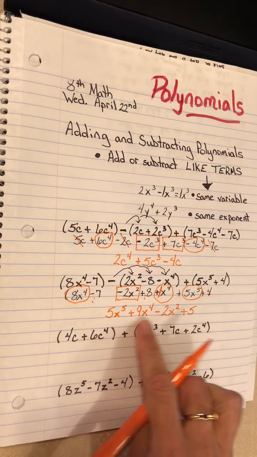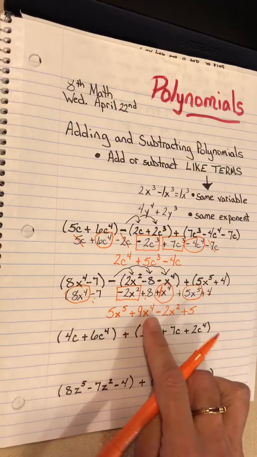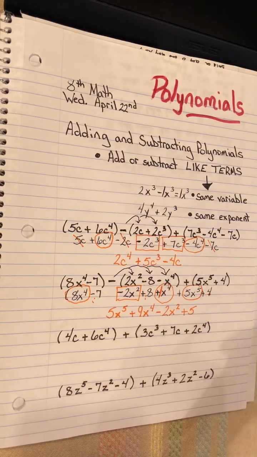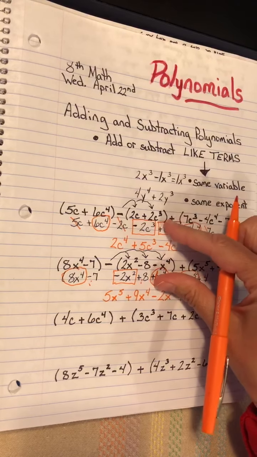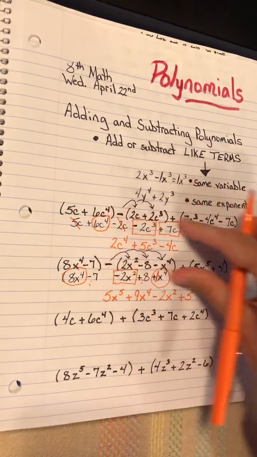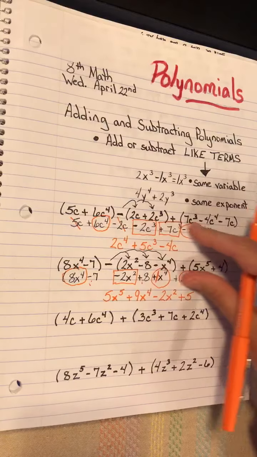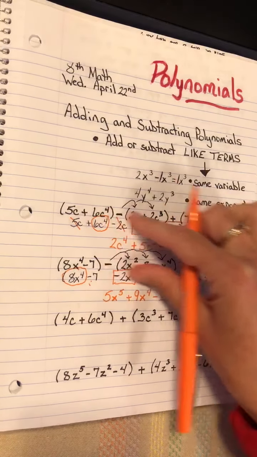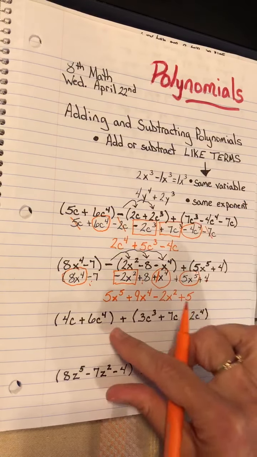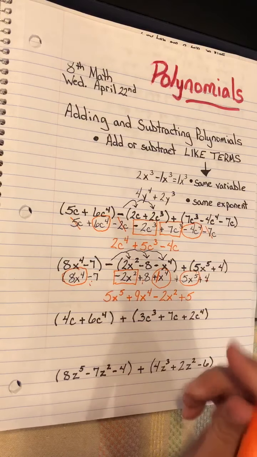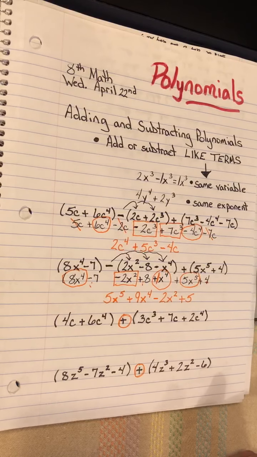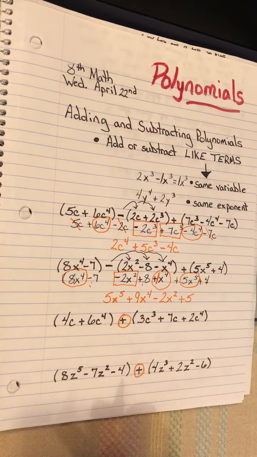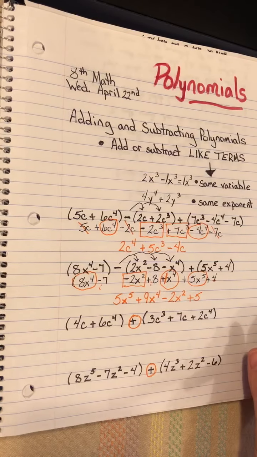I cannot combine anything else because the exponents are different. So these two are the most difficult ones. The problems that I wrote are exactly like what you're going to have on your assignment. The next two are easier because look, you do not have to distribute the negative sign. We just have the plus in between.